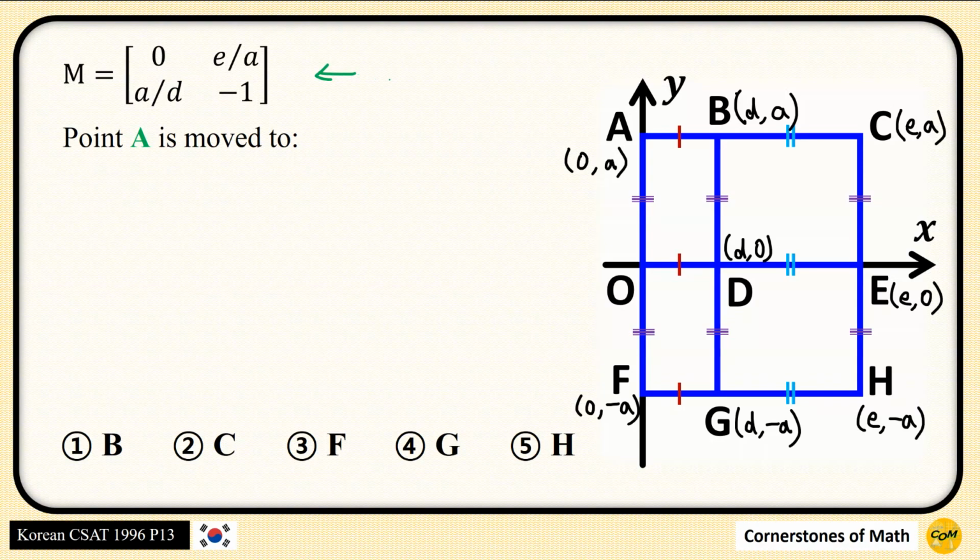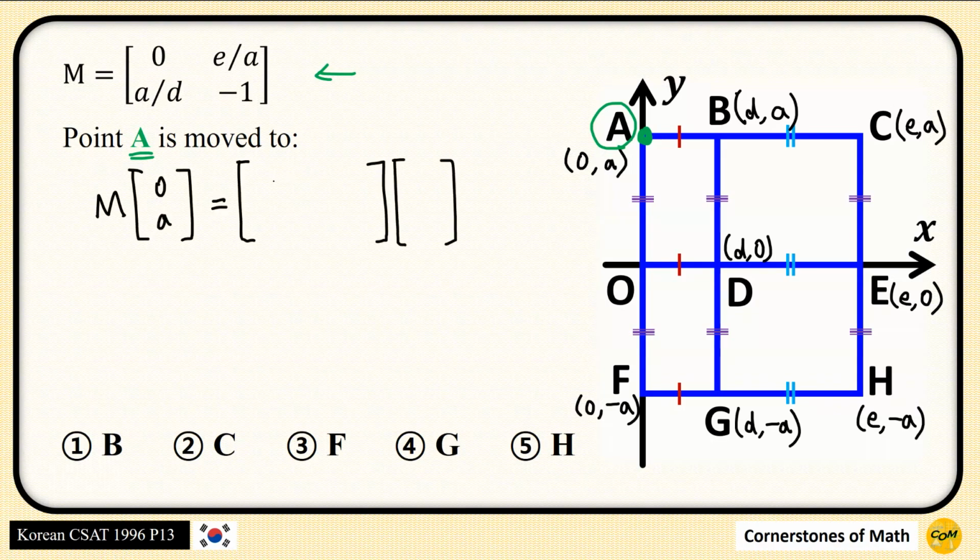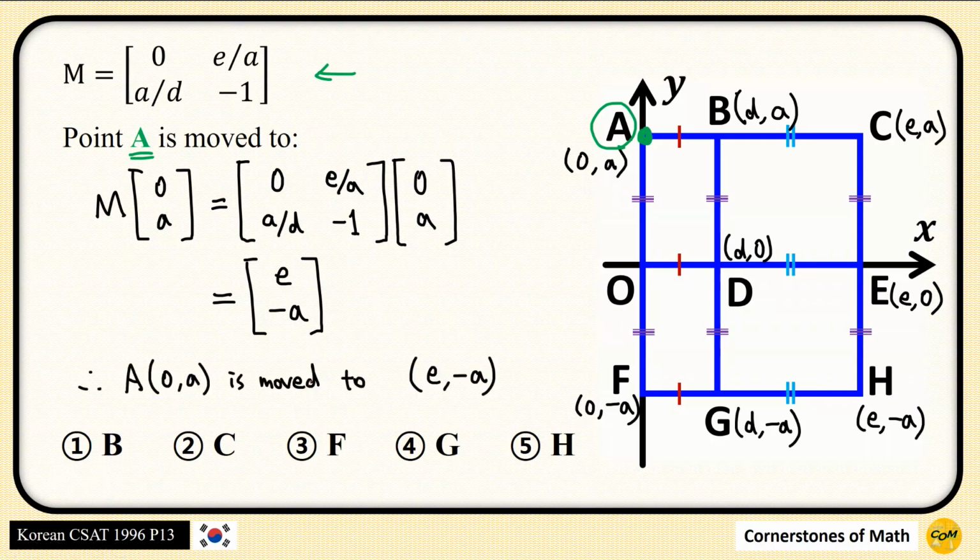Now, using this matrix M, let us move point A, which can be done by M times the column vector (0, a). So this matrix times the column vector (0, a) gives (e, -a). So point A is moved to point (e, -a), which is this point H. Therefore, the answer is choice 5.